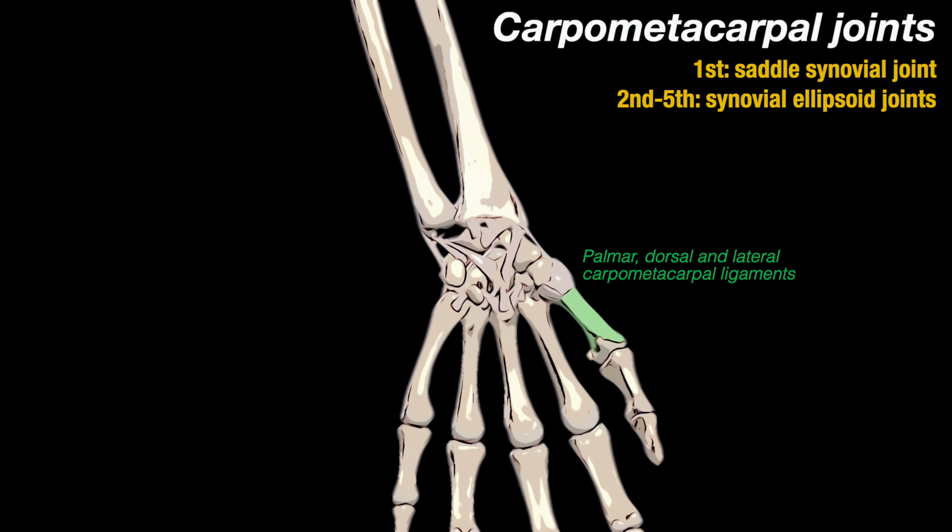The joint is stabilized by the palmar, dorsal, and lateral carpo-metacarpal ligaments on the ulnar side of the joint.